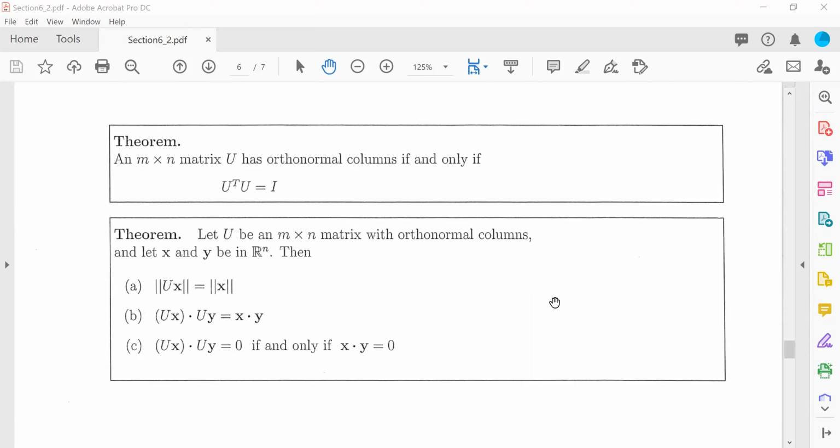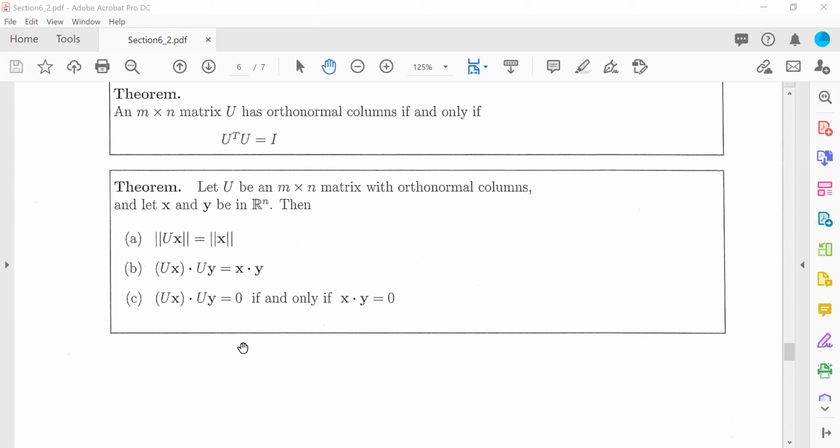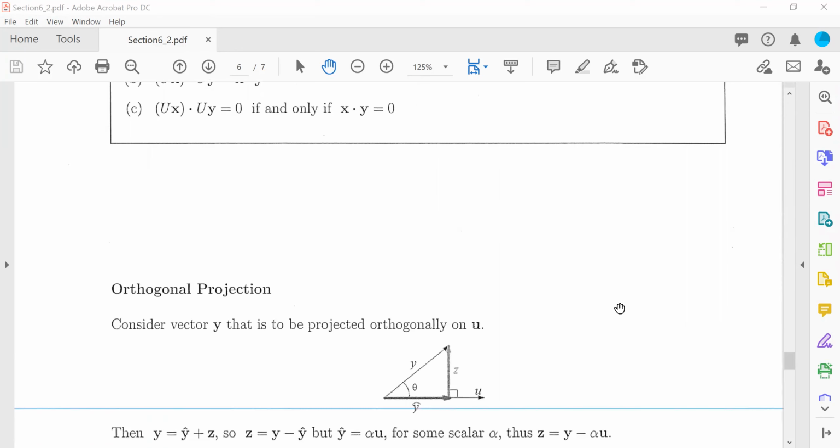Now we have a theorem that says a matrix U has orthonormal columns if and only if U transpose U is the identity. Orthonormal means length 1, so it needs to be 1. If you multiply those two matrices, you indeed get the identity. Here is a theorem about orthonormal columns. If you take the norm of any vector, U acts as an identity, preserving the norm of the vector, dot products, and all of those properties. Because we barely are going to use this theorem, I'm not going to spend too much time on it.